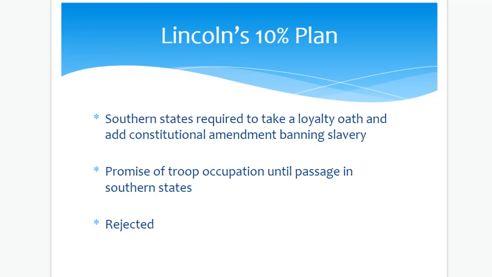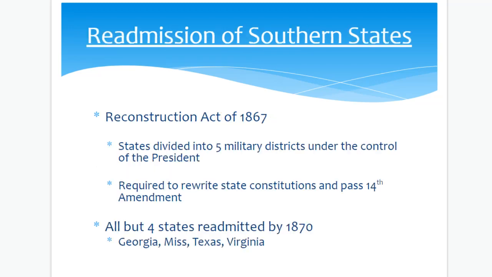So he had a very weak plan, a more forgiving plan. Southern states should be required to take a loyalty oath and add a constitutional amendment that bans slavery. He promised troop occupation until the readmission of Southern states, but this was ultimately rejected by Congress, meaning that they thought it was too weak. His plans were too kind and too forgiving towards what the South did, because think about all the lives that were lost during this conflict.